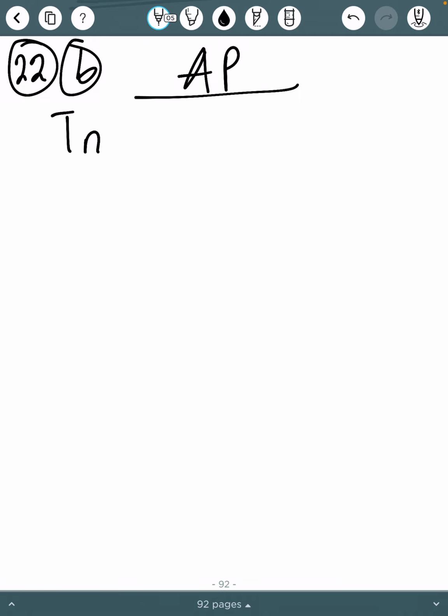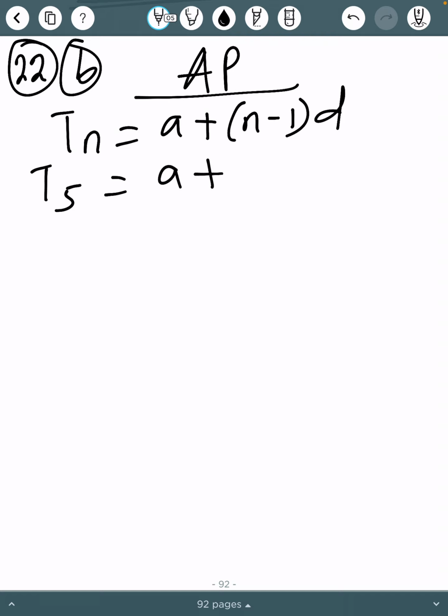Now, here in number 22b, the question says the fifth, ninth, and 16th terms of an AP. In an AP, the nth term is equal to a plus n minus 1 d. So that means the fifth term is a plus 5 minus 1 d. That will give us a plus 4d. The ninth term will be a plus 8d.